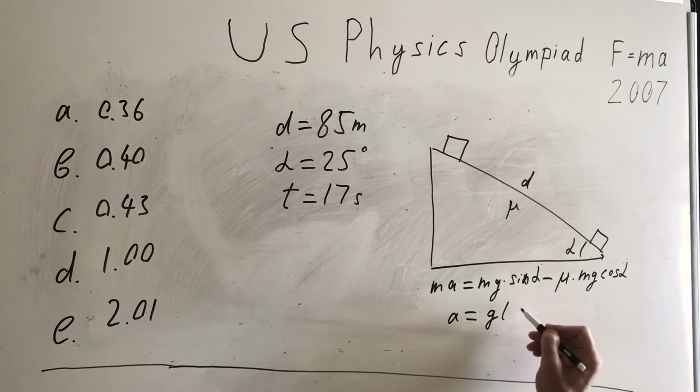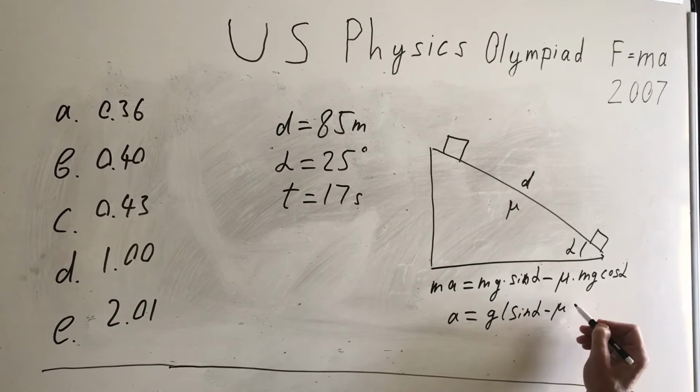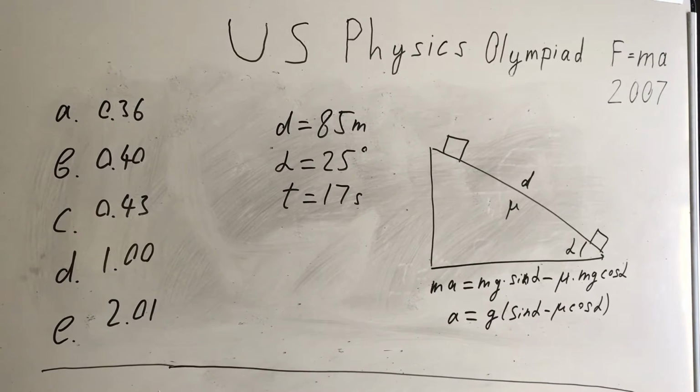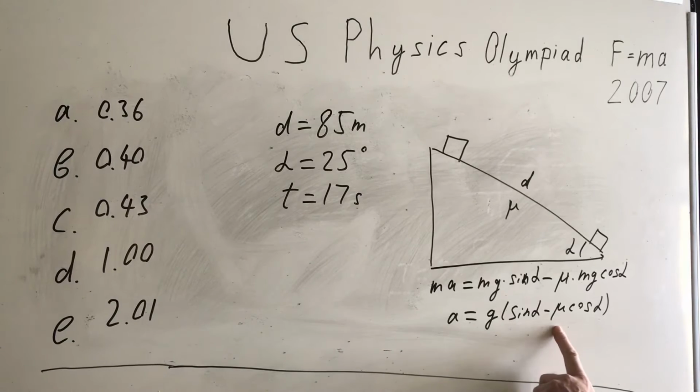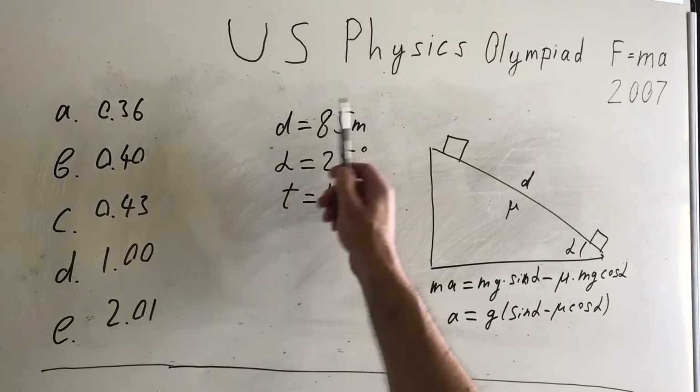That's a equals g sine alpha minus mu g cosine alpha. So from this formula we can find the coefficient of friction if we know the acceleration. Alpha is given, 25 degrees. But acceleration we can find from this data.